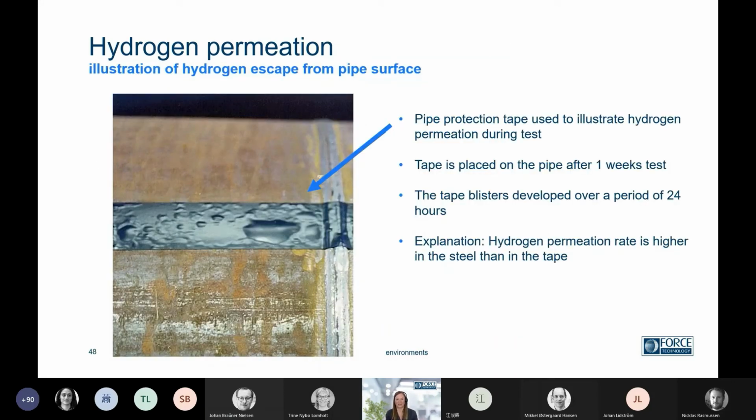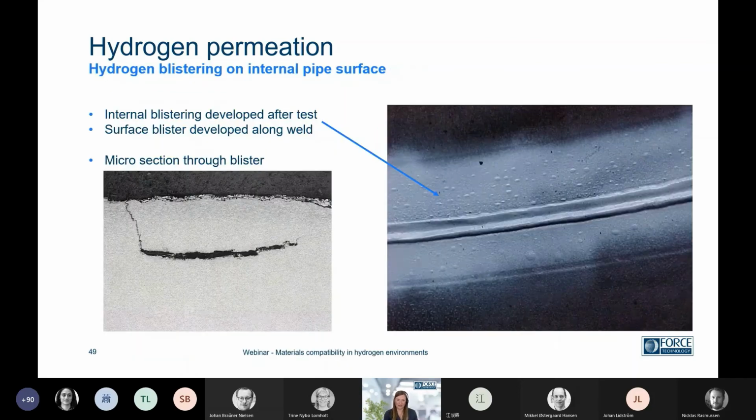These were situated on the outside. Just a simple visualization: on tape on the outside, you have hydrogen blisters forming due to diffusion. So you don't always need very high-tech equipment to visualize that hydrogen is actually present or coming out of the pipe. On the inside, during the test, blistering in the metal surface developed along welds. This is a microsection through a blister.